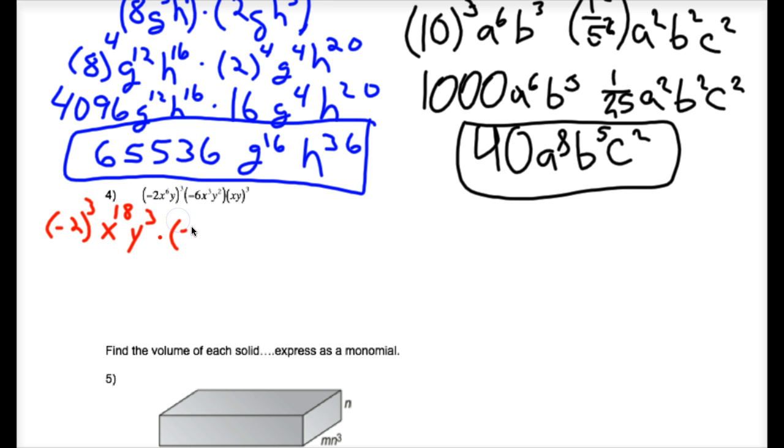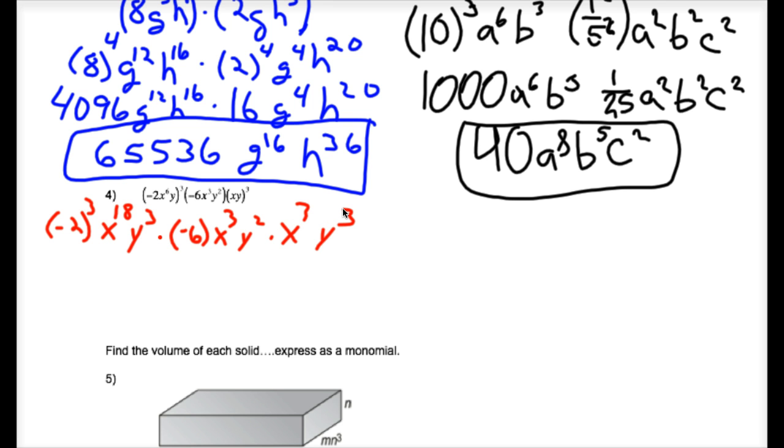Times negative 6 x to the 3rd y squared. There's no exponents on that middle part, so I'm just going to write it. But because the 6 is negative, I'm going to put parentheses around it, times x cubed y cubed.